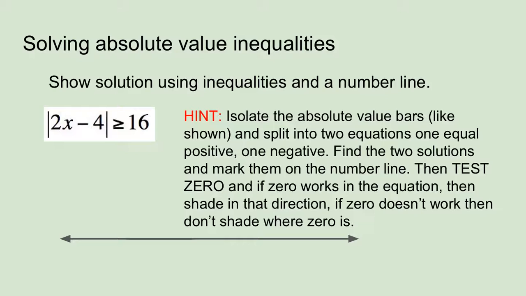So the hint is isolate the absolute value bars. It's already done that way. Then split it into two equations, which I just showed you. One is going to equal the positive, one's going to equal the negative. Find the two solutions and mark them on the number line. Then this is the key. Then test 0. If 0 works in the equation, then shade in that direction. If 0 doesn't work, then don't shade where 0 is.